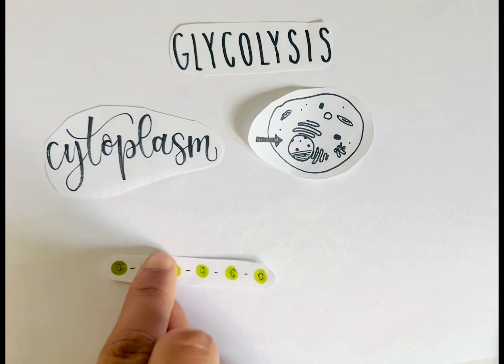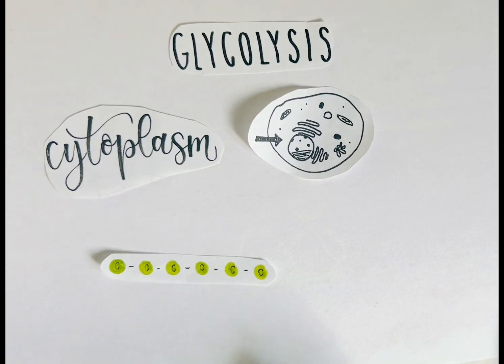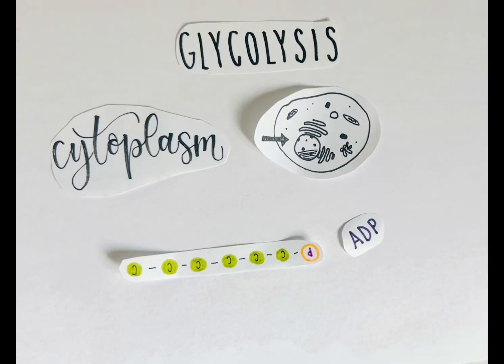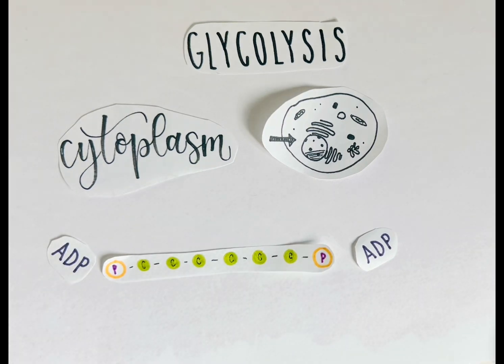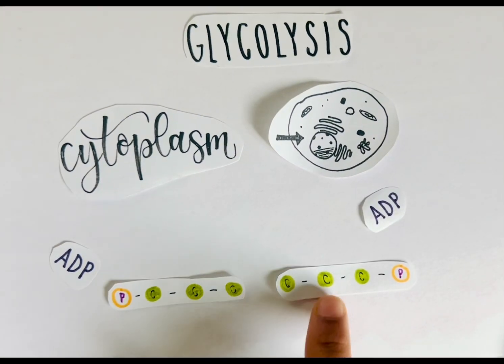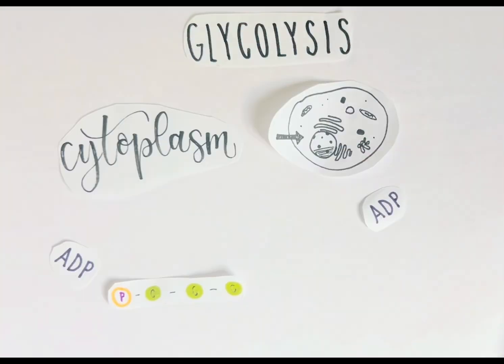We begin with a molecule of glucose, which is phosphorylated by ATP into glucose 6-phosphate. Glucose 6-phosphate is then phosphorylated by ATP again to produce fructose 1,6-biphosphate. At this point, this is broken down into two glyceraldehyde 3-phosphates. For now, we're just going to take a look at one of them.